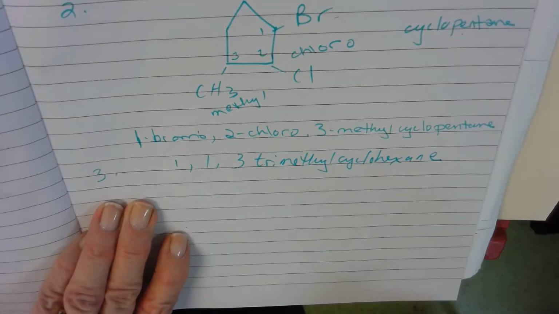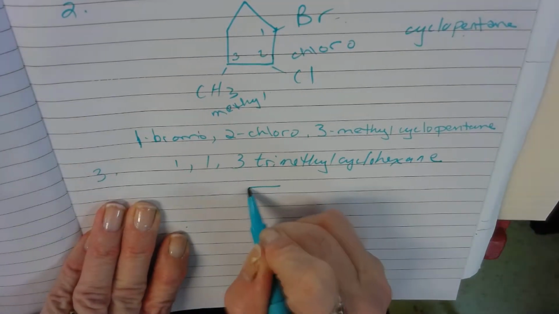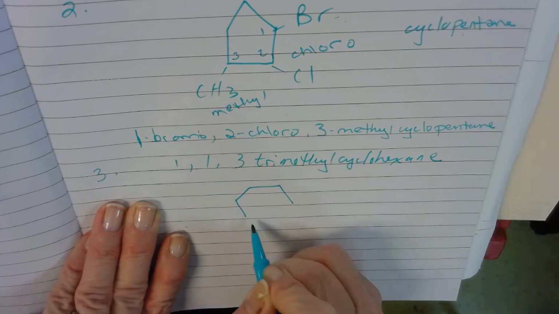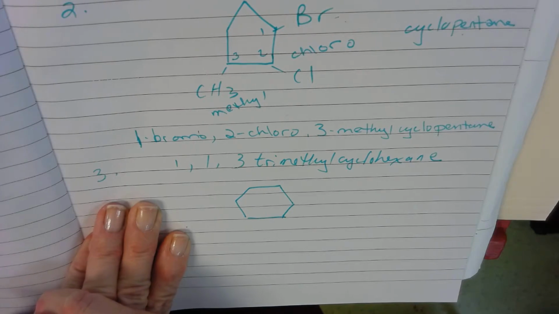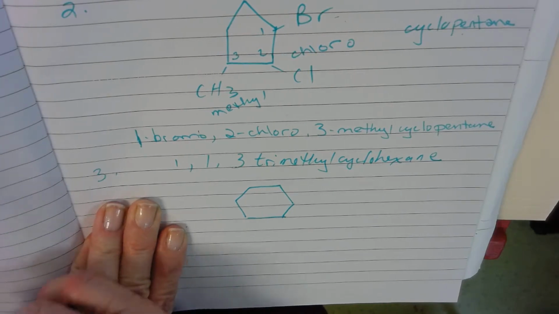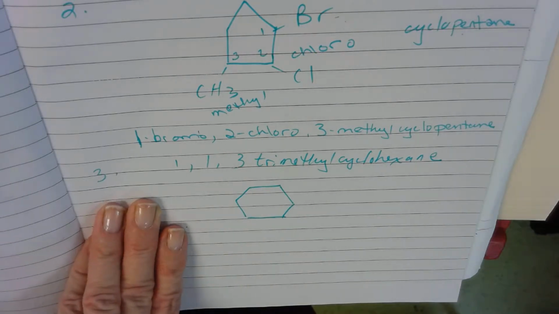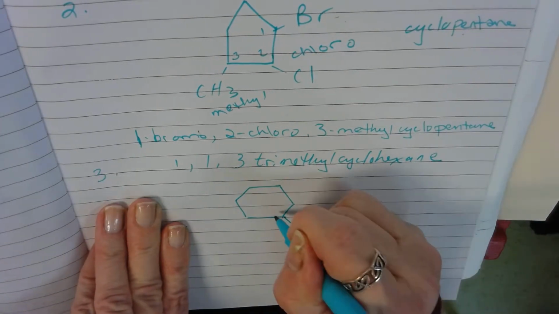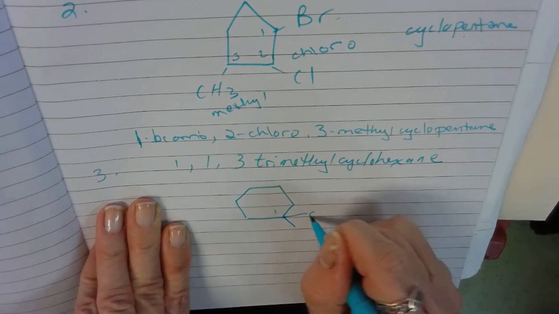Okay, so I'm going to start out with my cyclohexane. I've got 6 of them. There's no double bonds there. I have 3 methyls. They occur at the 1 and the 3. Doesn't matter where I start. So let's just put 1 down here. I've got 2 methyls coming off of number 1.